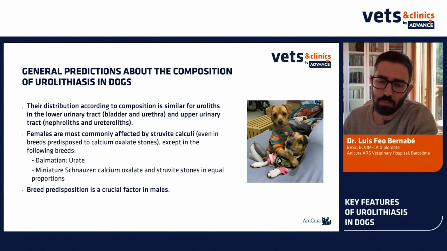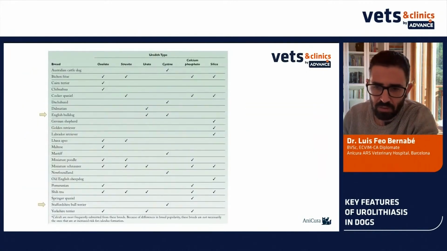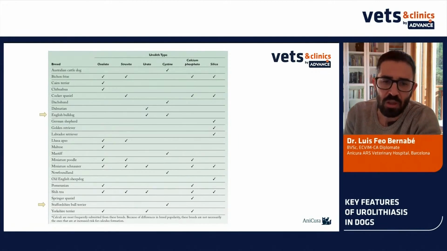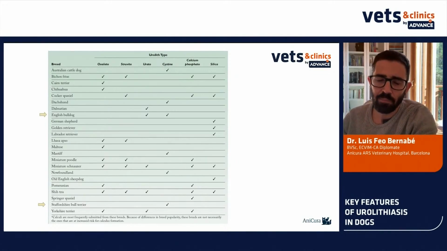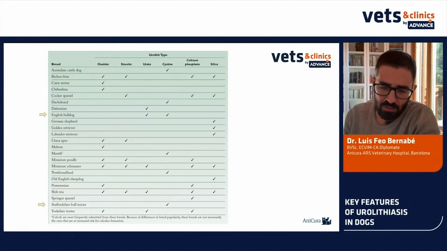But I think the breed predisposition is crucial in males. That's why I recommend many clinicians to have one of these tables that you can find in some articles about the different predispositions based on the breed. So, for example, if you go to English Bulldog, the most frequent urolith that you can find is urate or cystine, or if you go to a Staffordshire Bull Terrier, the frequent male predisposition is 16. So I think this table is quite useful to know what is the most frequent stone that you can find in every single breed.